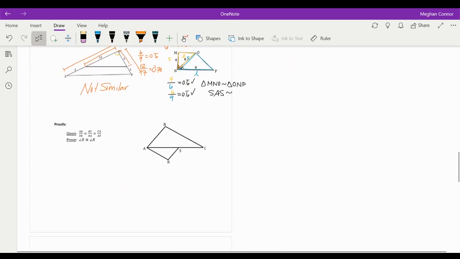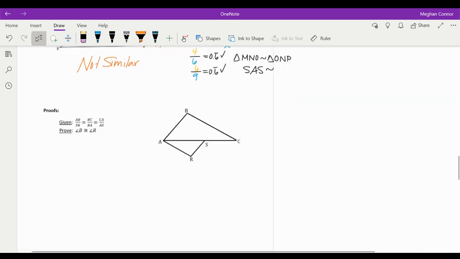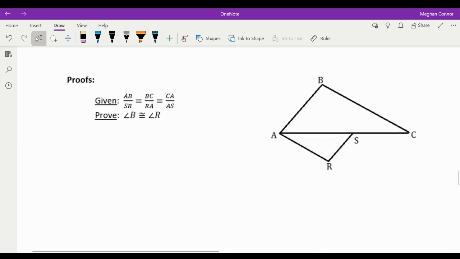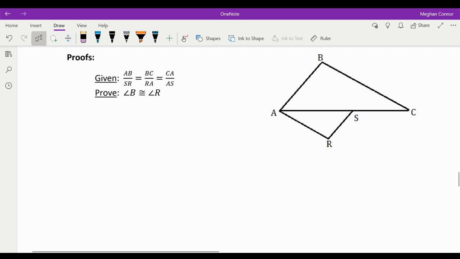Okay, so that's just a little quick warm-up on being able to spot it and maybe figure out a thought process that goes along with solving for these guys to be similar. We are right now given that all of those side lengths are proportional to each other.